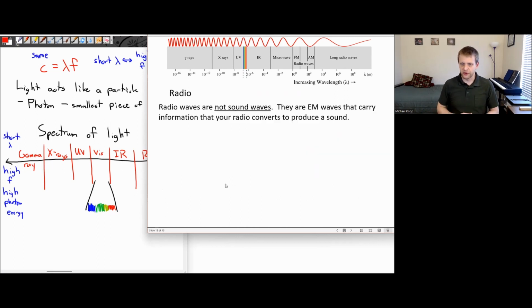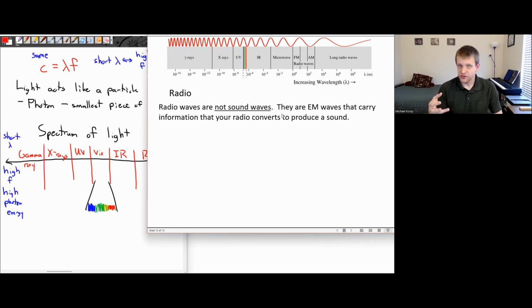The last part of the spectrum that we're going to talk about is radio waves. Now, when you hear the word radio waves, most people think of tuning into a radio station and having some sound come out of that radio. But radio waves are not sound waves. All of these different parts of the spectrum that we're talking about are different kinds of light.